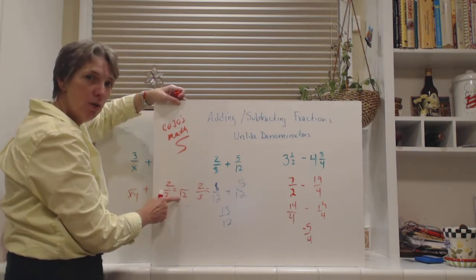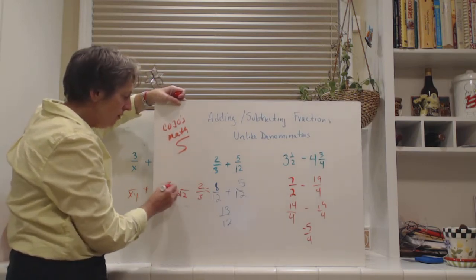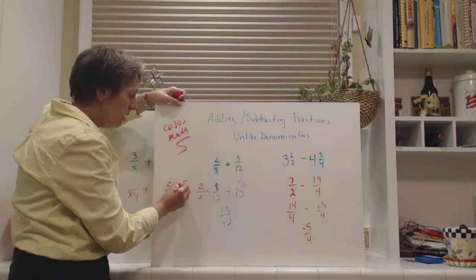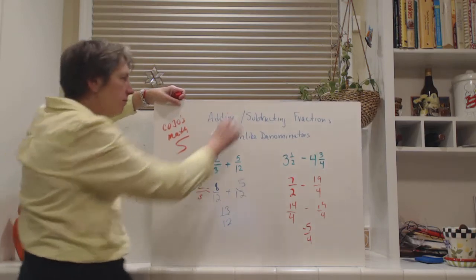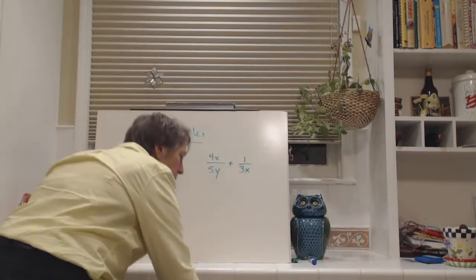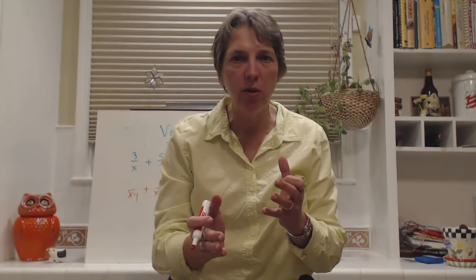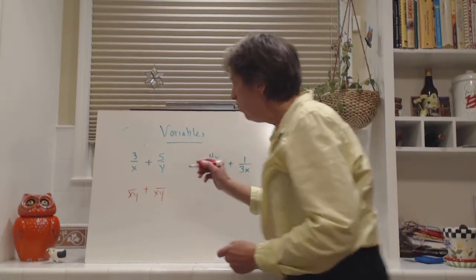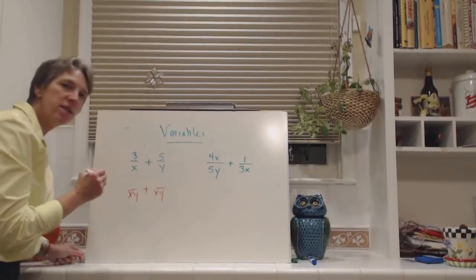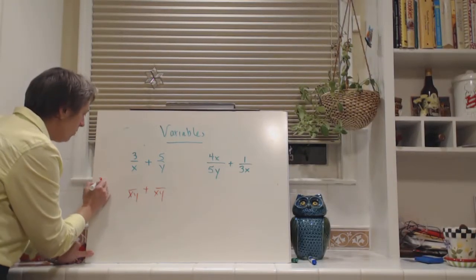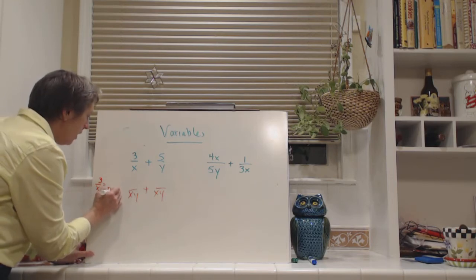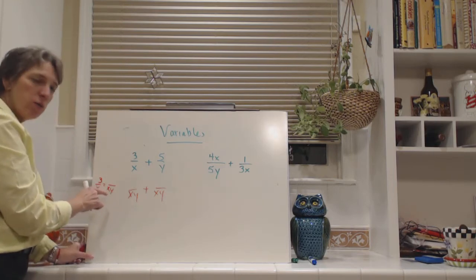3 goes into 12 4 times, and 4 times 2 is 8. So that's how we got 8/12, right? Well, same idea, but we're going to be working with variables. So we'll come over here so you can see it, and we'll say, okay, 3 over x plus 5 over y, with a common denominator of xy.